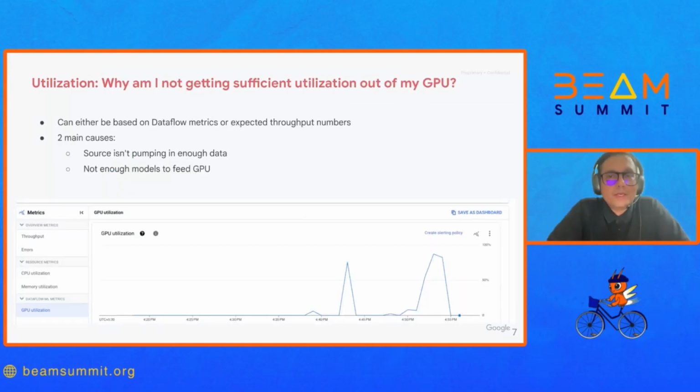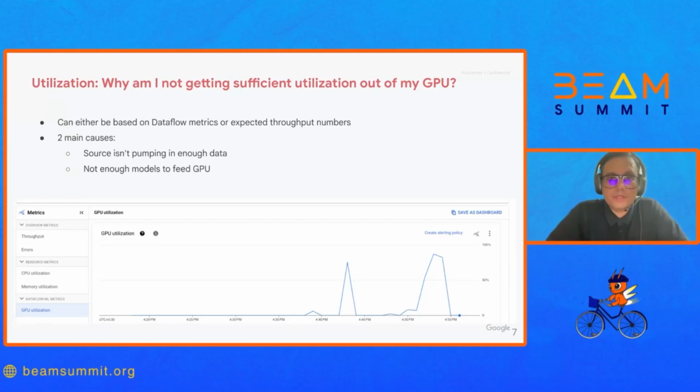Moving on to the next category, which is around not getting sufficient utilization out of the GPU. From the Dataflow metrics below, you can see that there are periods when the GPU utilization is not up to the mark. And it is a cause of concern to the users because of the GPU costs. The first root cause of this could be that the source itself is not pumping in enough data. And the way to troubleshoot that would be to add a reshuffle step before the RunInference step and then observe the metrics. The second root cause could be that there are not enough models loaded to feed the GPU itself.